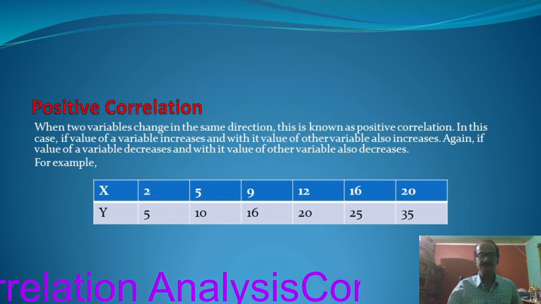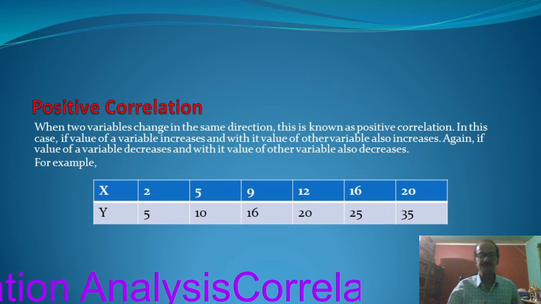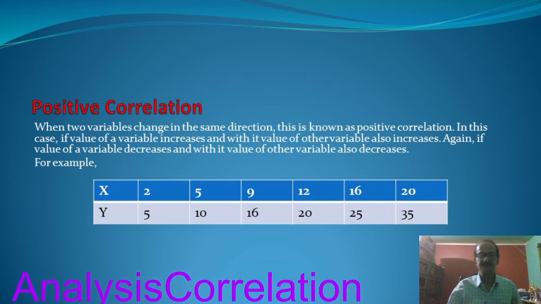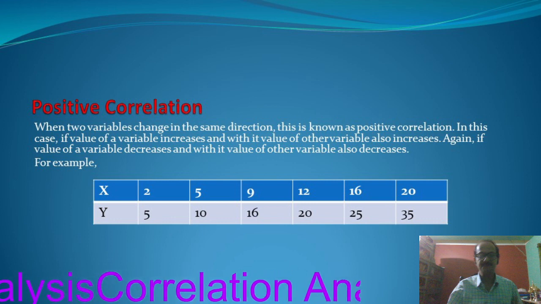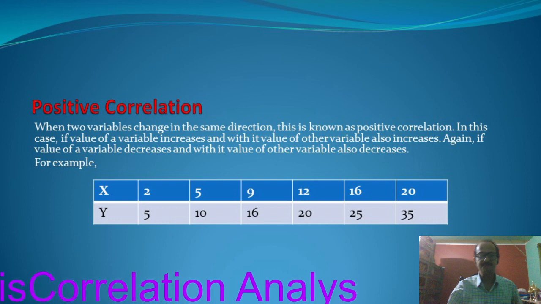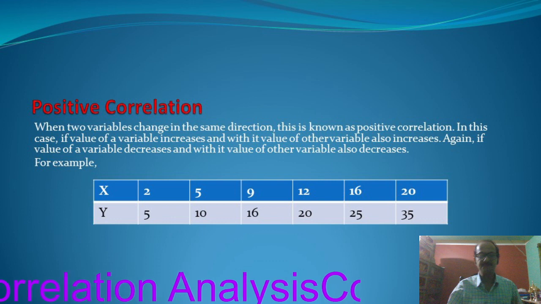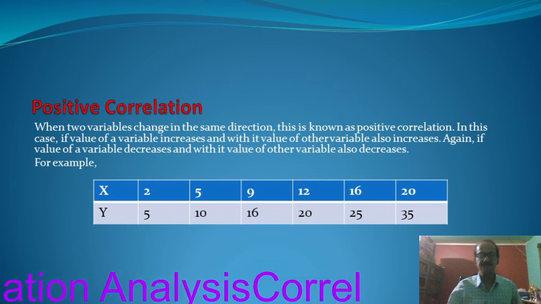Now, positive correlation. Correlation may be positive or negative. This depends on the direction of change. If two variables move in the same direction, this is the case of positive correlation. And if the variables move in the opposite direction, this will be the case of negative correlation.